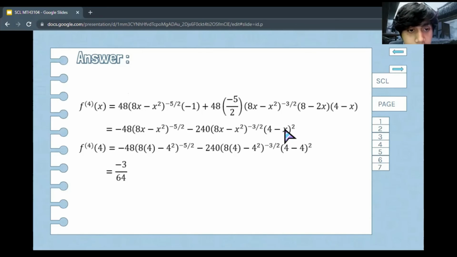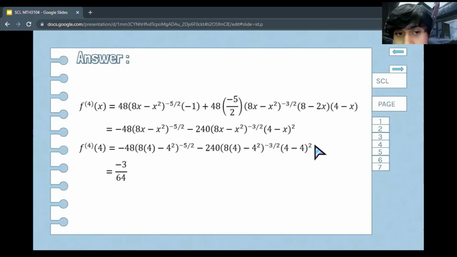So f4, we got 48 times (8x minus x squared) to the power of negative 5 over 2 times negative 1 plus 48 times negative 5 over 2 times (8x minus x squared) to the power of negative 7 over 2 times (8 minus 2x) times (4 minus x). And then we need to factor the negative 1, and after that we need to expand this, and we got negative 48 times (8x minus x squared) to the power of negative 5 over 2 minus 240 times (8x minus x squared) to the power of negative 3 over 2 times (4 minus x) to the power of 2. And then we substitute x with 4 and we get the answer negative 3 over 64.